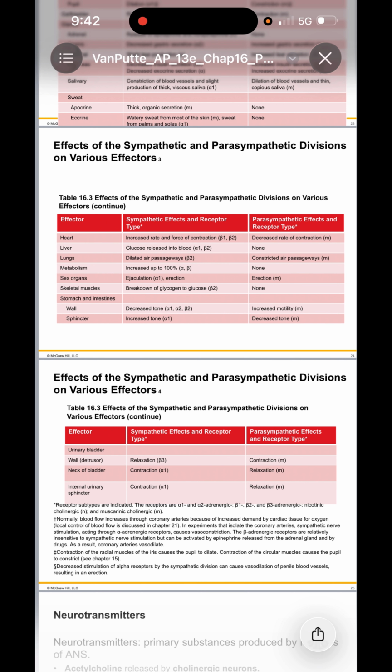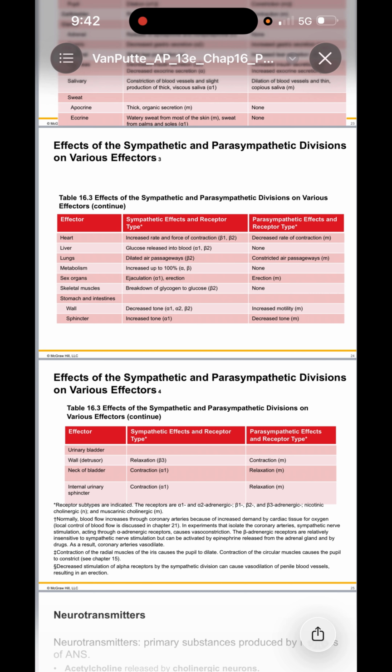Effector: heart. Sympathetic effects and receptor type: increased rate and force of contraction, B1, B2. Parasympathetic effects and receptor type: decreased rate of contraction, M. Effector: liver. Sympathetic effects and receptor type: glucose released into blood, A1, B2. Parasympathetic effects and receptor type: none.